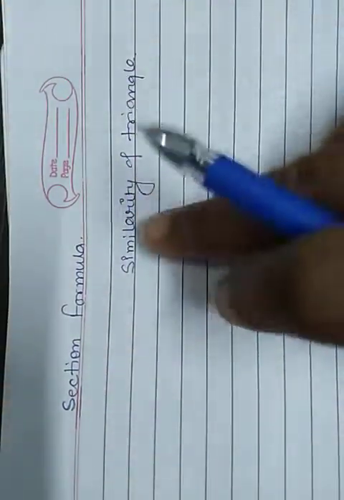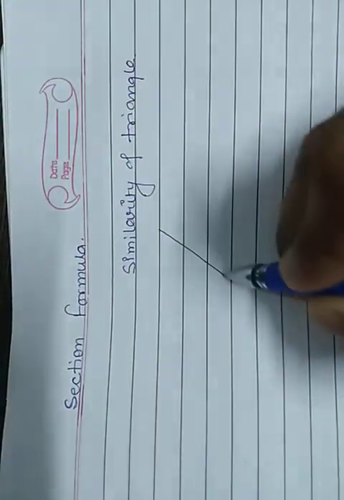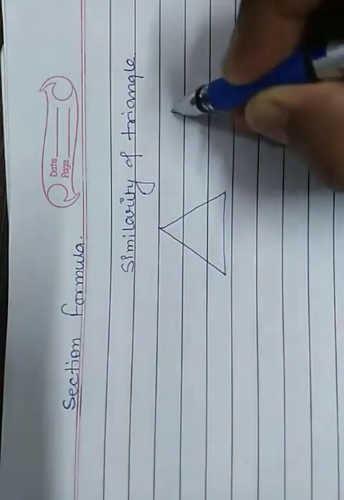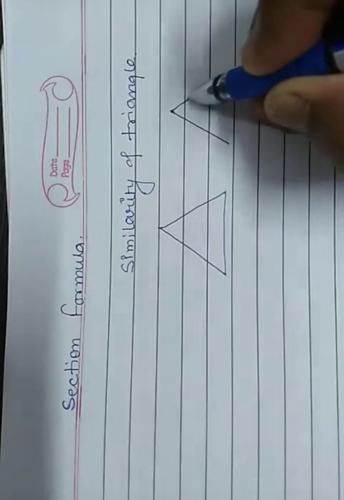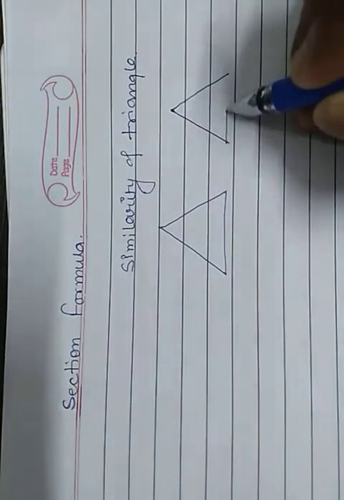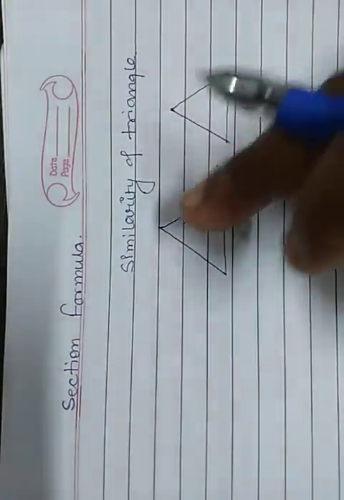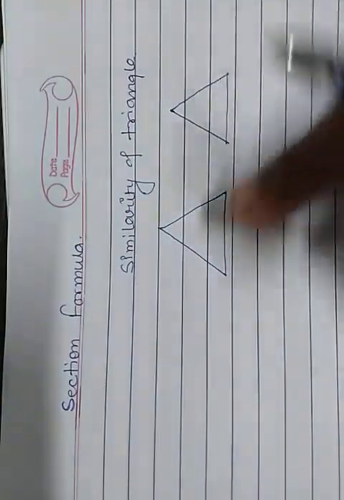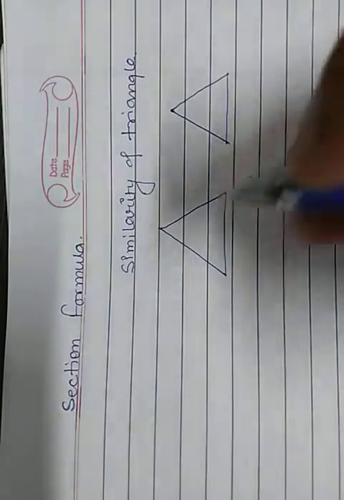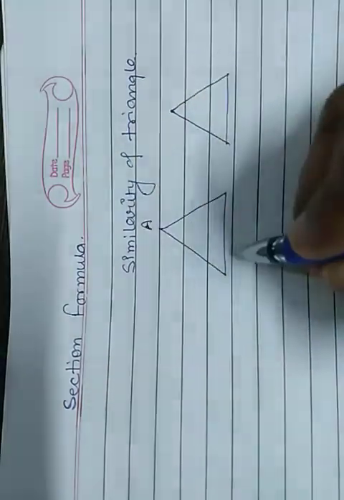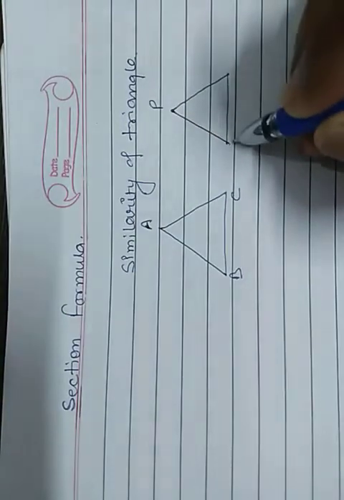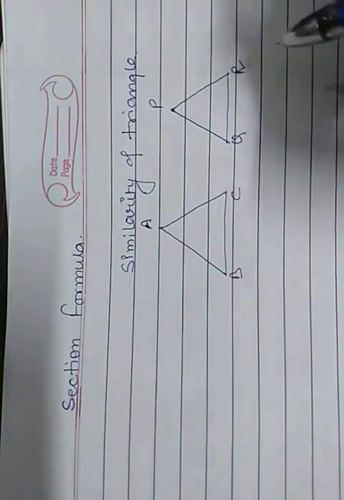So now, what is similarity of triangles? Like I have two triangles. We can see that they are not equal. The sides are not equal. One is bigger and this one is smaller. Let this triangle be A, B and C, and let this triangle be P, Q and R.